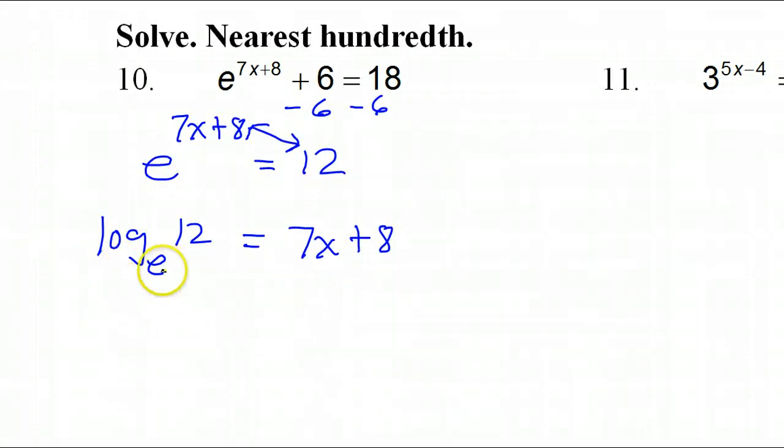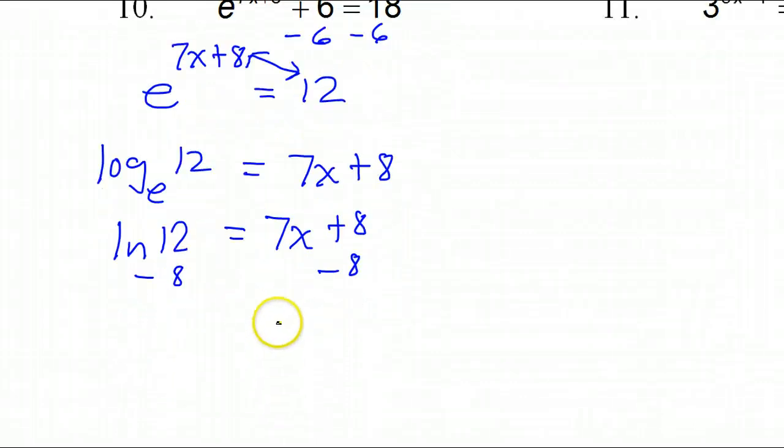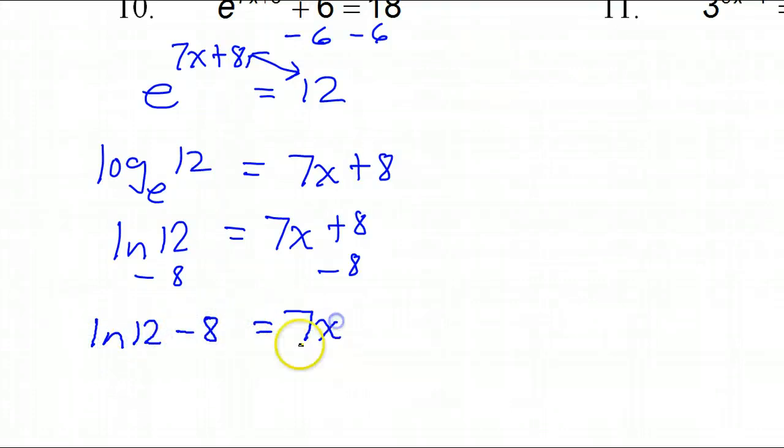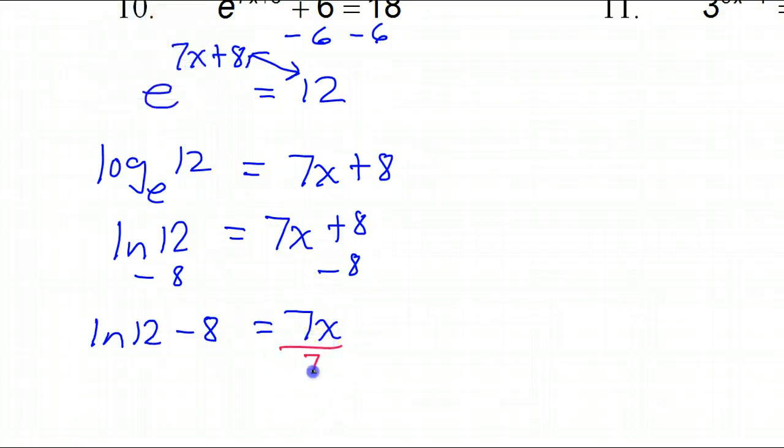Okay, we don't really do log base e, we do natural log. So that's natural log 12 is equal to 7x plus 8. So now we will keep going. Subtract 8 from both sides. Do not do 12 minus 8 and get 4. You can't do that. Just stick the minus 8 on the end. And then we have to divide by 7 on both sides.